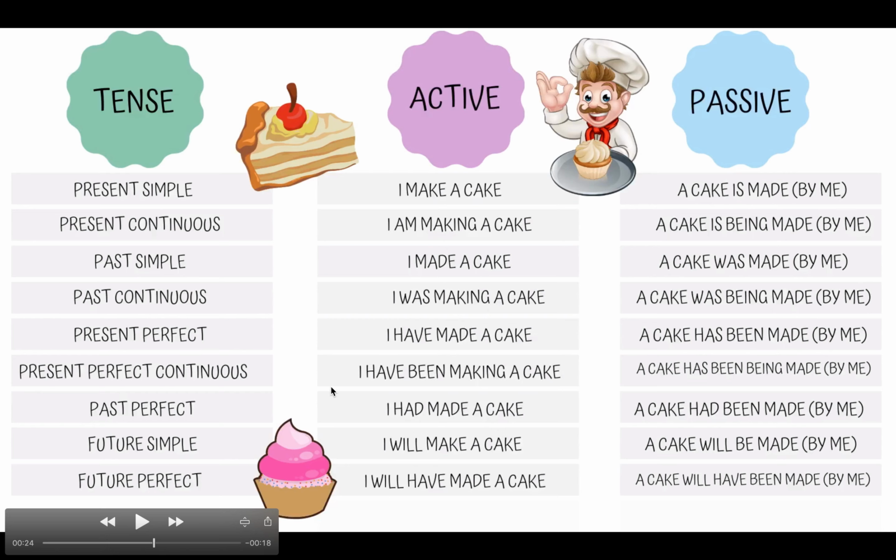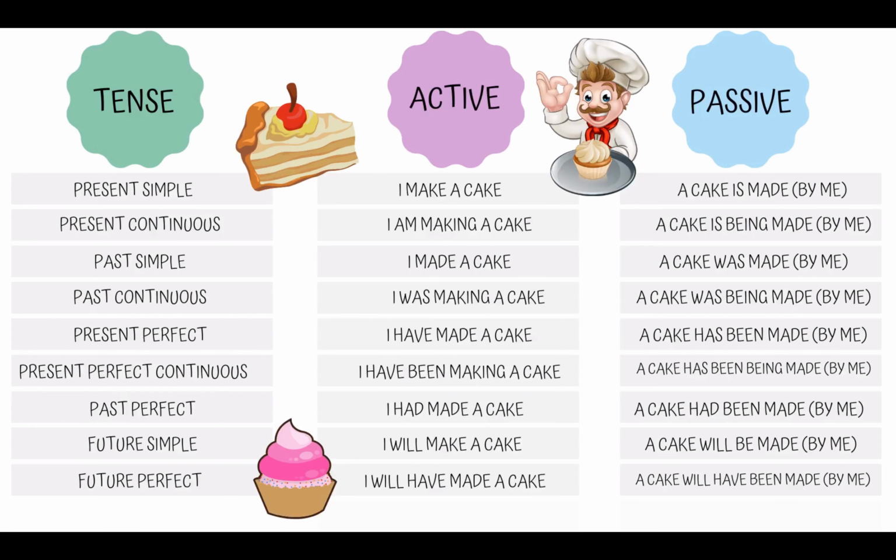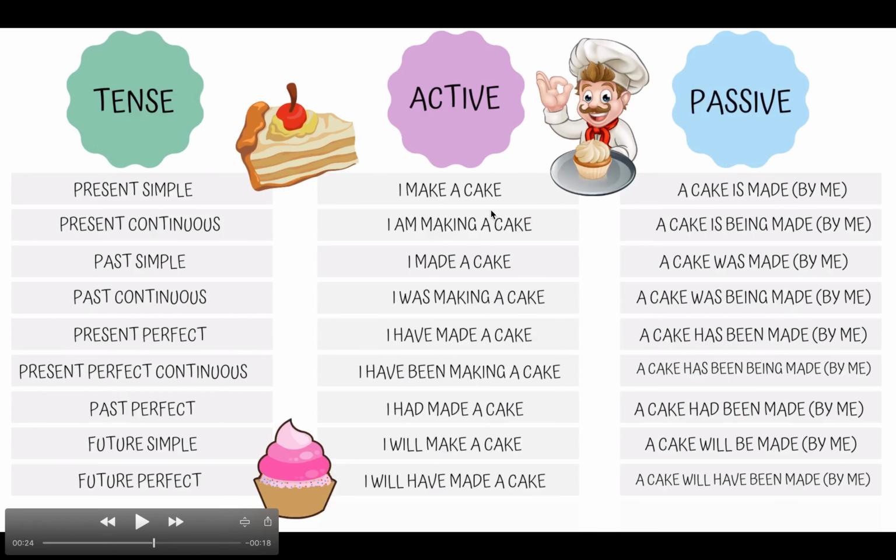Okay. Present continuous, the same thing applies. I am making a cake. We have the verb to be plus the verb in ing. Simple formula of the present continuous. Again, we do the same thing. We have to find our object, which is a cake. We put a cake at the beginning of the sentence.